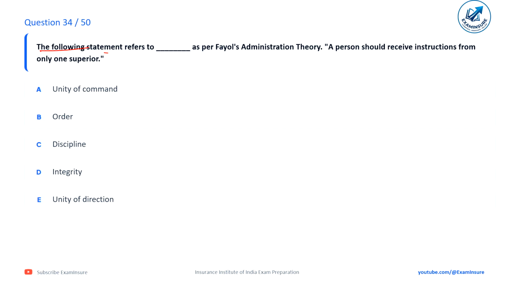The following statement refers to which of the following as per Fayol's administration theory. A person should receive instruction from only one superior. Unity of command, order, discipline, integrity or unity of direction. So a correct answer is unity of command.